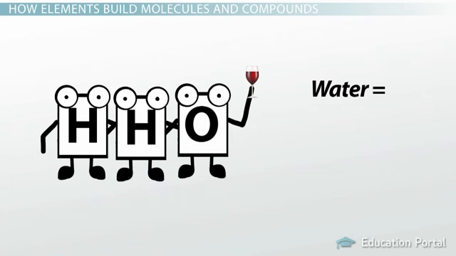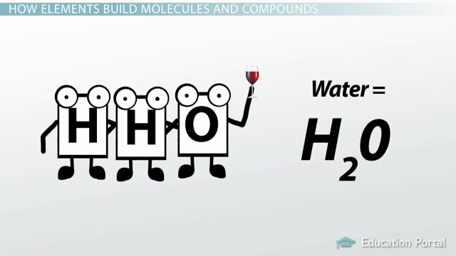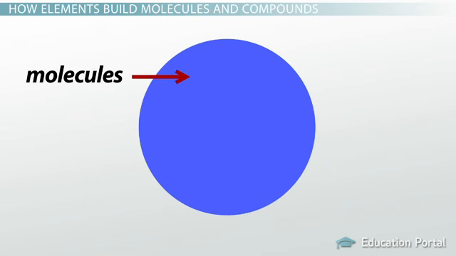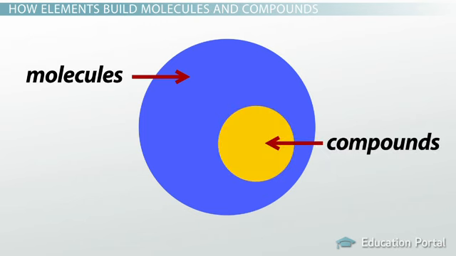Another example of a compound is water, which has two hydrogen atoms and one oxygen atom. You probably have seen water abbreviated as H2O. All compounds are considered molecules. However, not all molecules are considered compounds.